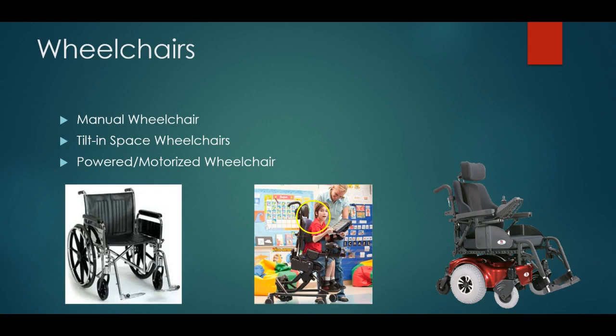And again, this is a chair that you would have if you had a student with a lot of medical needs who was fragile and didn't have a lot of voluntary muscle support. So they might be in a tilt in space wheelchair.